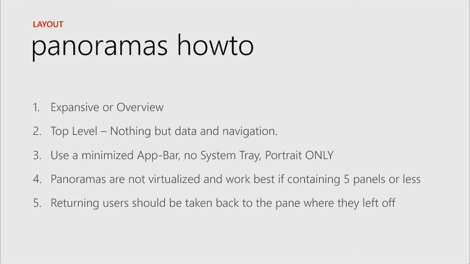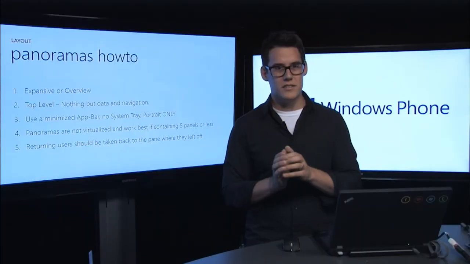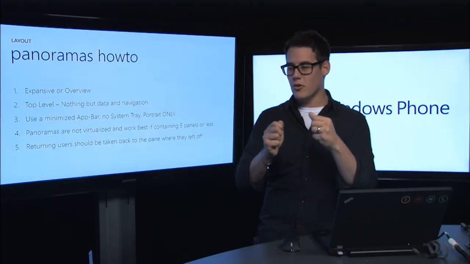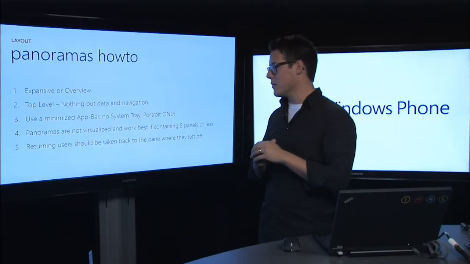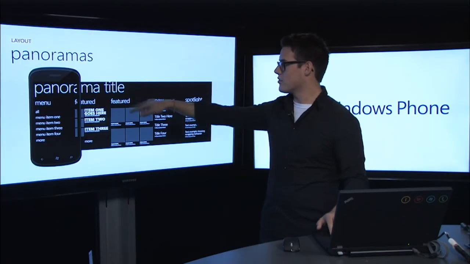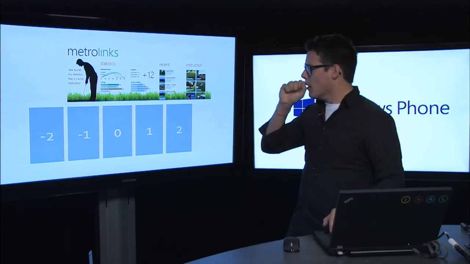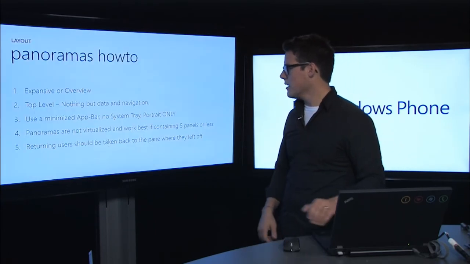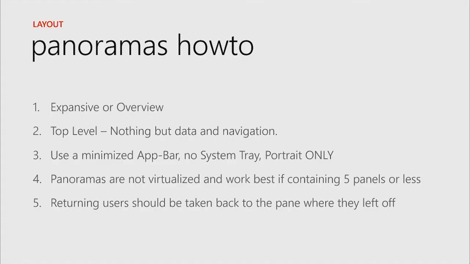Next, number 3, use a minimized app bar. No system tray. You can use a system tray; we started using one in Office on Windows Phone 8. As well as portrait only. Portrait only is an absolute must. Panoramas don't really work when it goes into landscape mode. They need to be in the vertical portrait mode that you'll notice right here. Panoramas are not virtualized and work best if containing 5 panels or less.